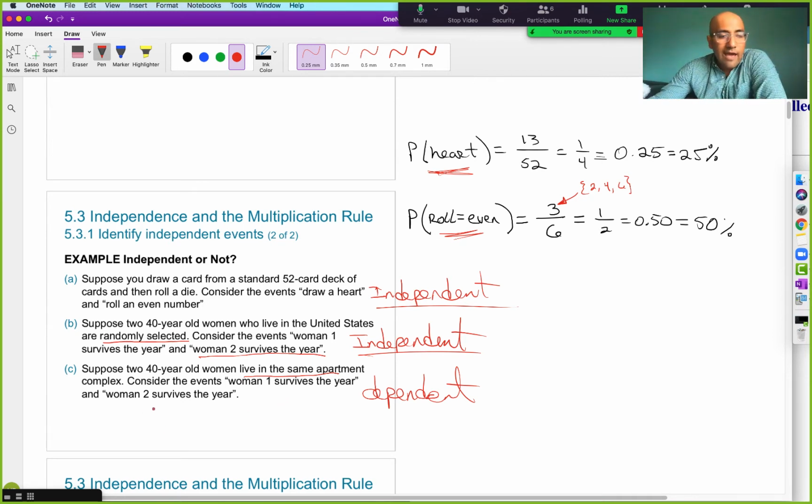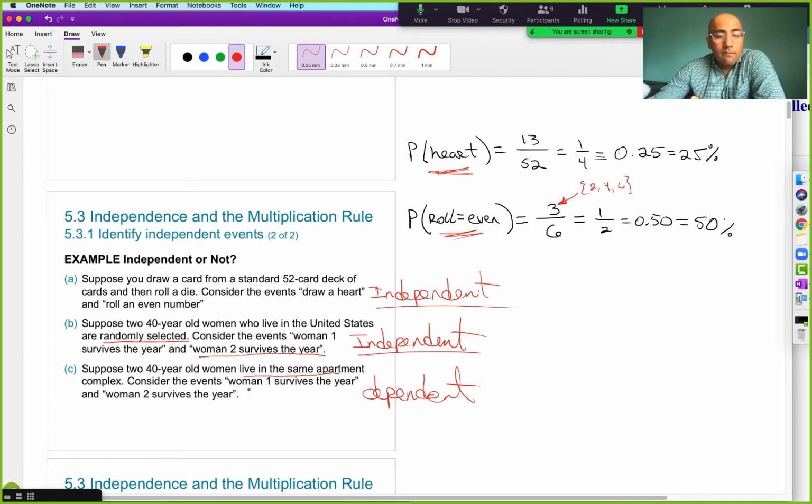What if, halfway through the year, we pick these 2 women, they live in the same apartment complex, kind of visualize them, and I tell you woman number one died, what are the odds that woman number two also died? Well, how did woman number one die? What if she died in an apartment building fire? The building caught on fire and woman number one died. Well, that definitely affects the chances that woman number two also died.